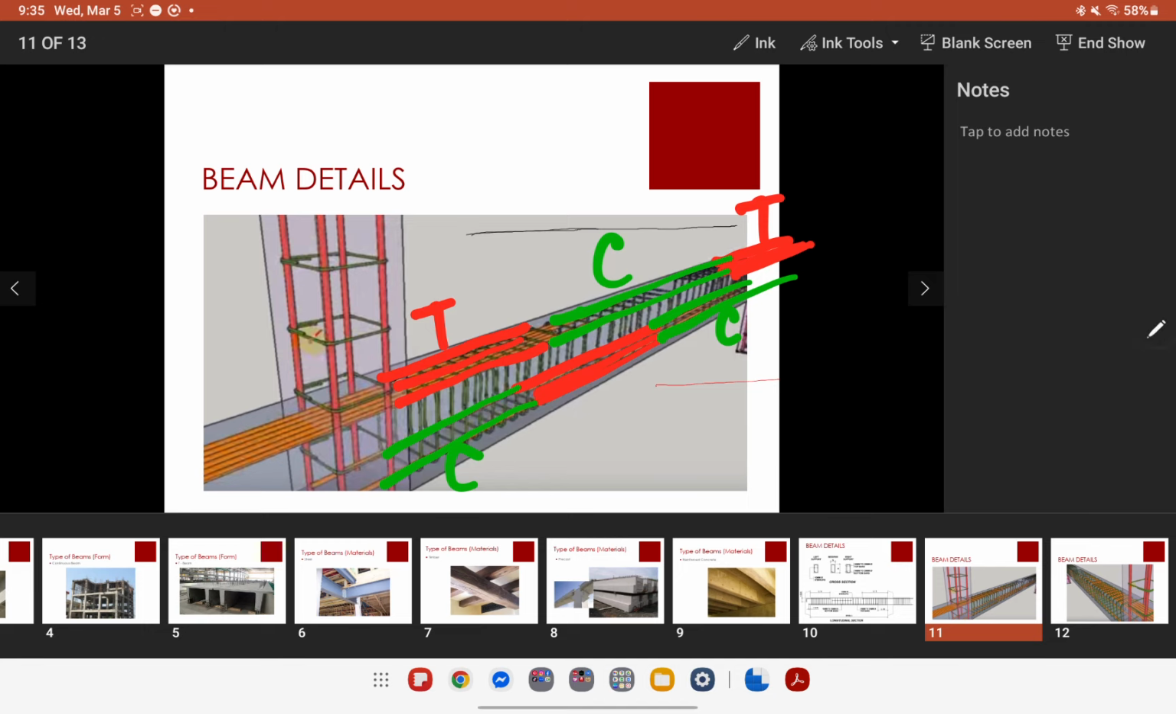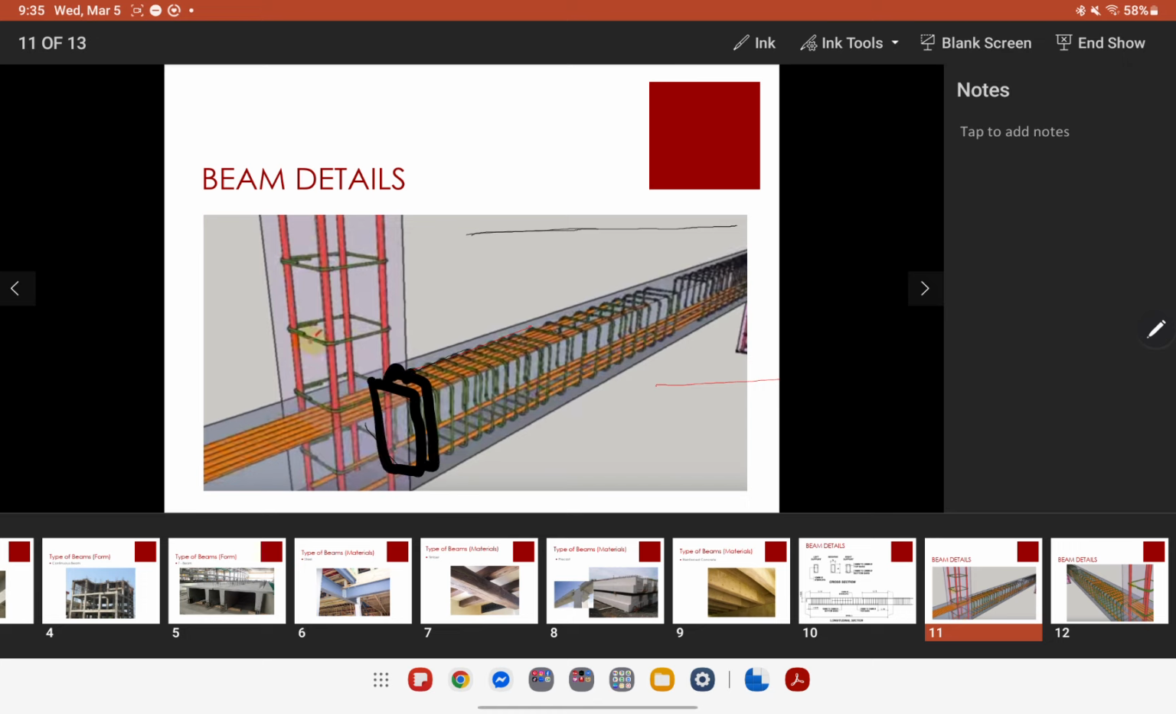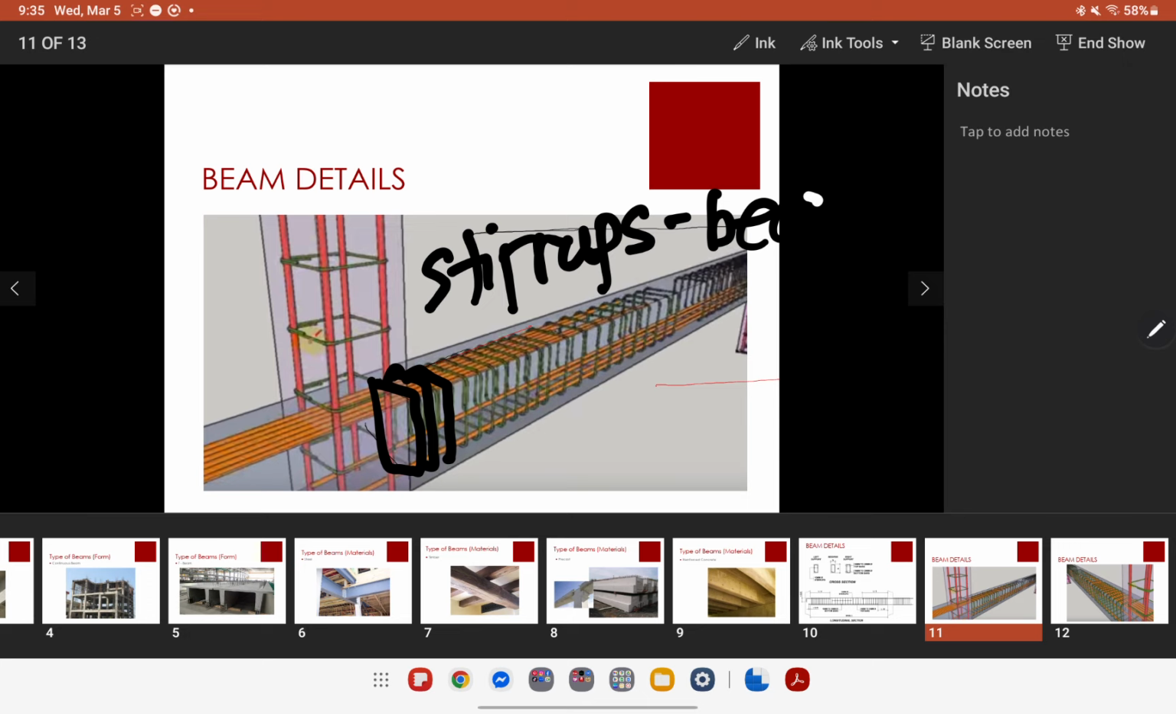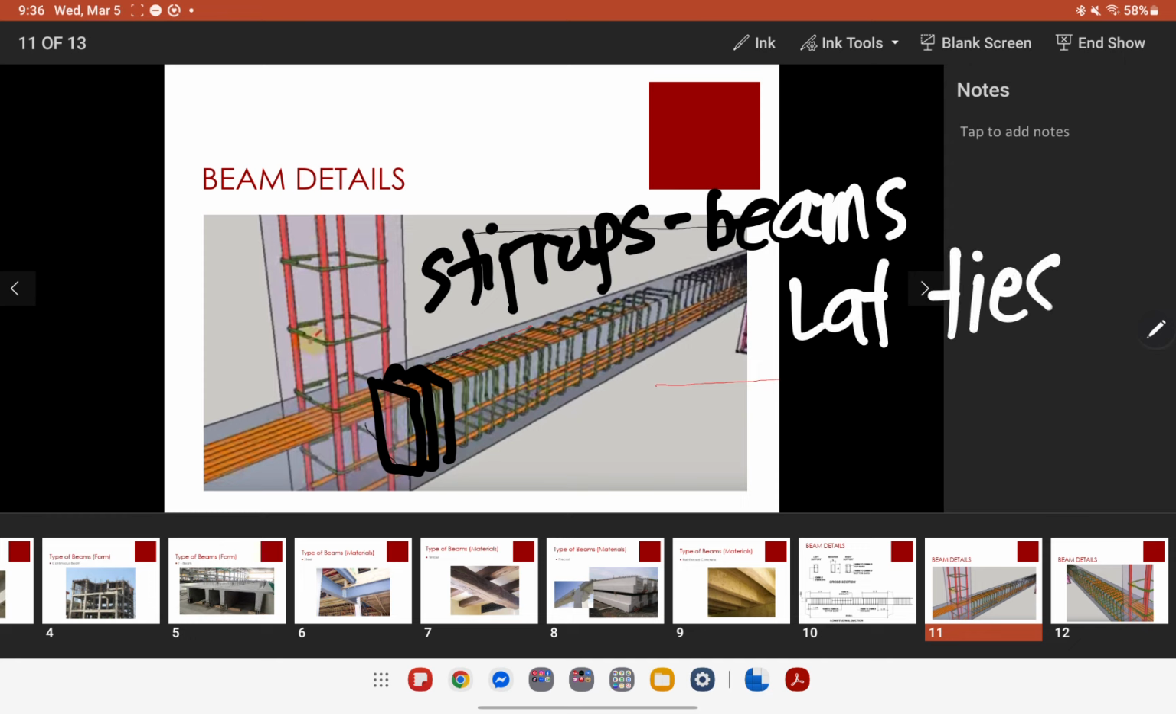Although they also have ties that hold them together. So this one, these are the ties. Take note, these are the ones that we consider as stirrups. So stirrups are only for beams, so you have to take note of that. Beams, while lateral ties are for columns.